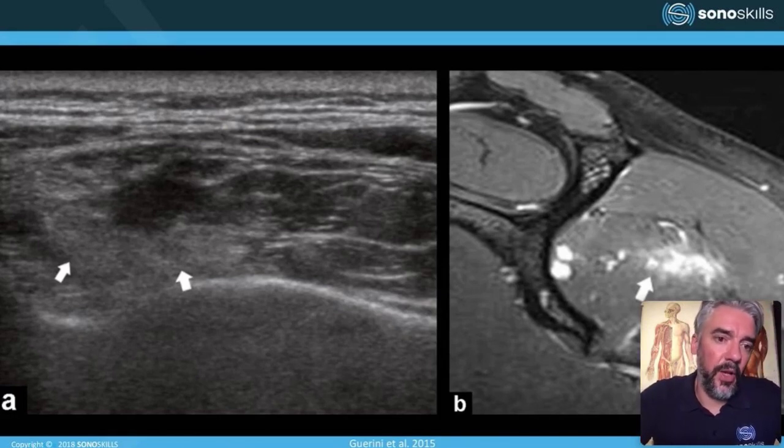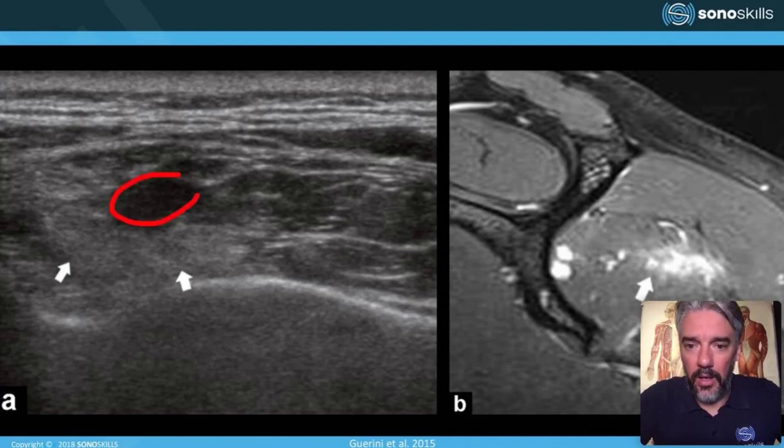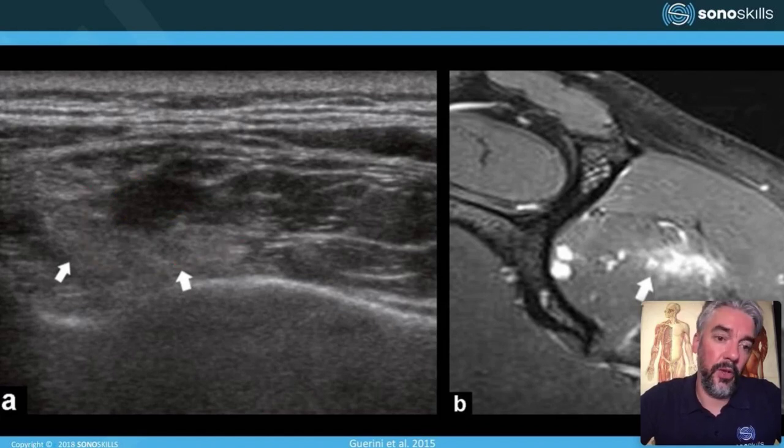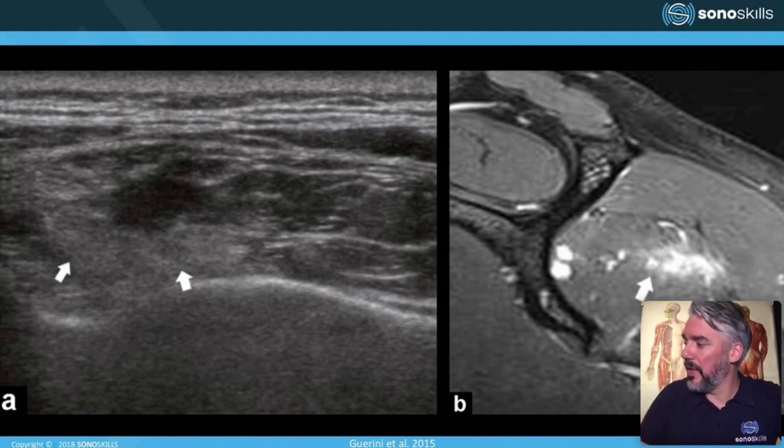In this case, we can see a large tear of the infraspinatus, but also with some hemorrhage around. This hemorrhage shows itself more hyperechoic. There is a loss of muscle fibers, and this is pretty hard to differentiate from fatty infiltration.